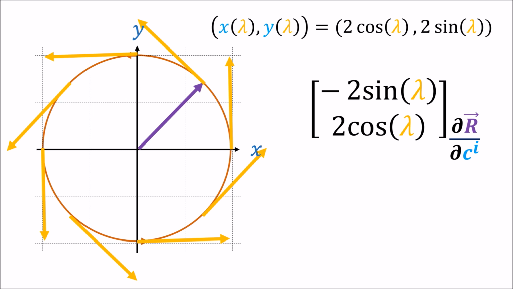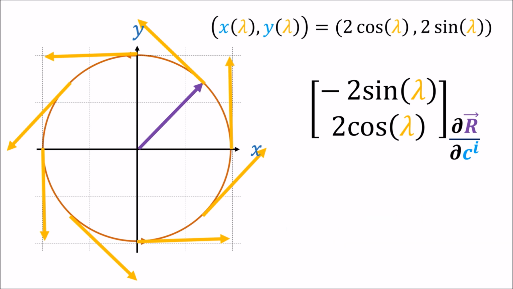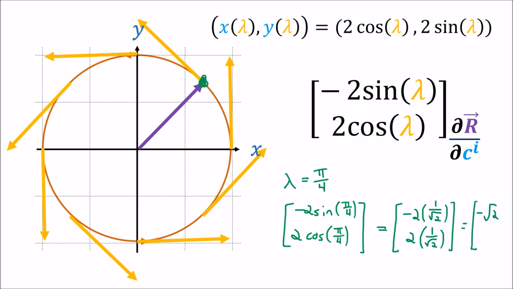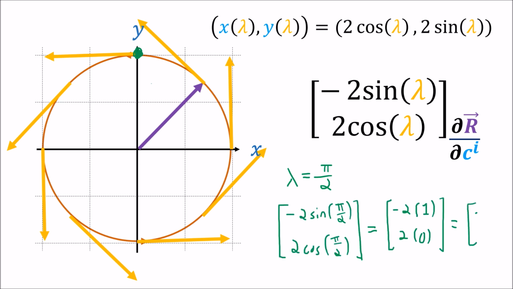Okay, so let's just see if these components make sense. When lambda is equal to 0, on the curve we're at the point x equals 2, y equals 0, and the vector at this point should have components 0, 2. And looking at this picture, that looks like about what we would expect. And here, where lambda is equal to pi over 4, we're at this point here, and the vector should have components minus the square root of 2, plus the square root of 2. And looking at this picture, that looks about right. And finally, when lambda is equal to pi over 2, we're at this point here, and the vector should have components negative 2, 0. And again, that looks about right.